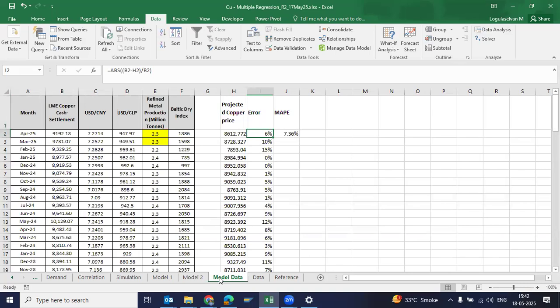And then again, the error is calculated. ABS is used for absolute value because in certain cases you may find negative values also. To address that, ABS is used, which gives the absolute value, so only the positive values.